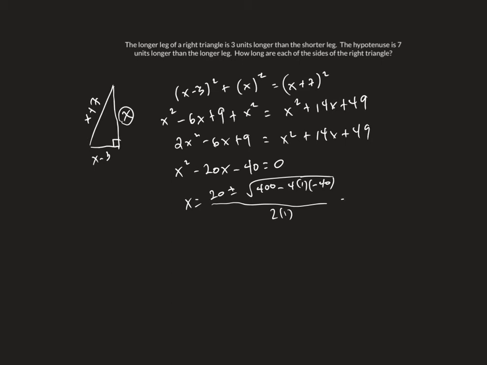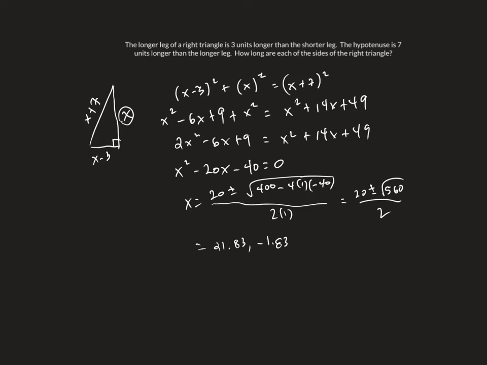And so what I have here is 20 plus or minus the square root of 560, because 4 times 40 is 160, and we have a negative and negative, so it's plus, all over 2. Now, for the purposes of this, 560 is not a perfect square. I could get an exact answer here, but since I'm talking about a length, it makes more sense to get a decimal amount. So I'm going to pull my calculator out and actually do this calculation. And when I do that, I get two answers. I get 21.83, and I get negative 1.83.